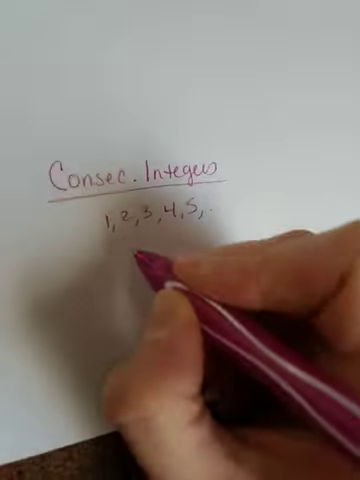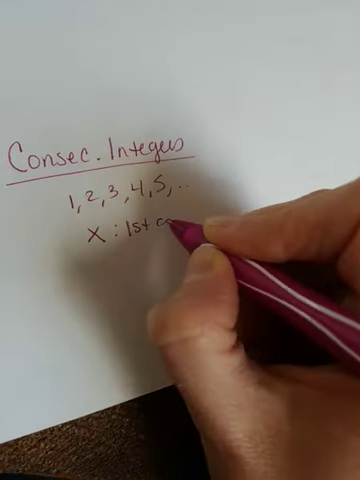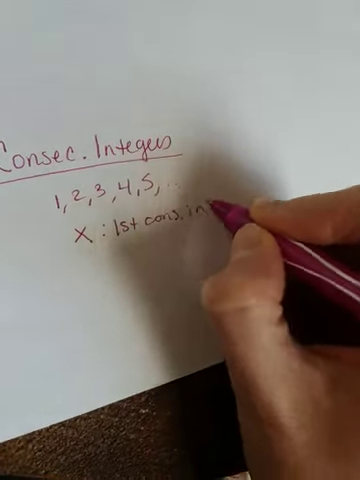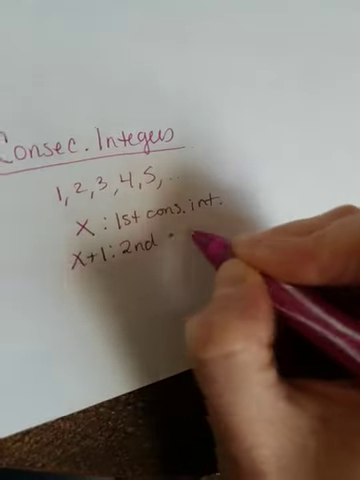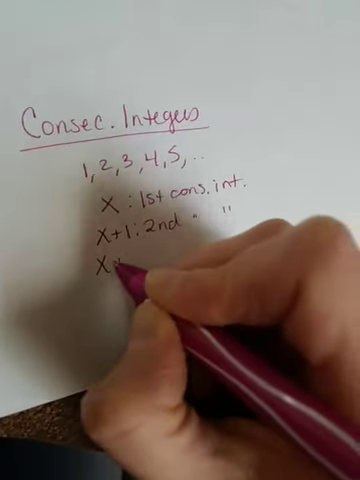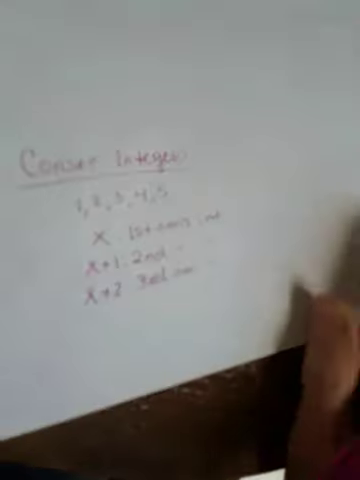And in terms of x's, if x was our first consecutive integer, what would be the next one? We'd say x plus 1. That would be the second consecutive integer. The third one would be x plus 2. That would be your third consecutive integer. I hope you're remembering this.